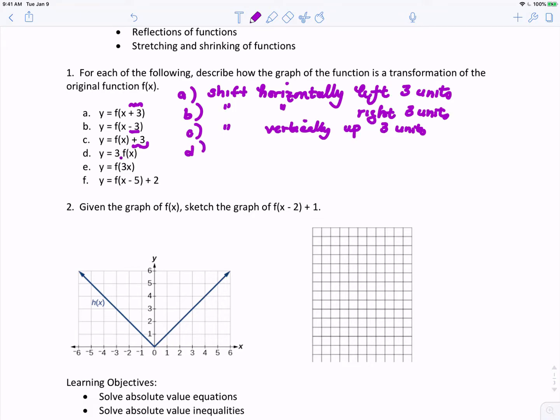Whenever we multiply the output by a number, it's going to be a stretch vertically. Whenever we multiply the input by a number, it's going to be a compression or squeezing horizontally.